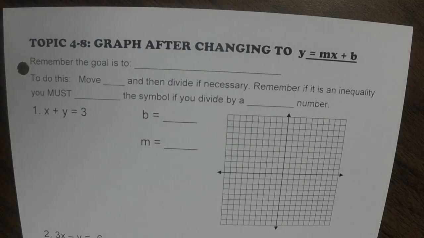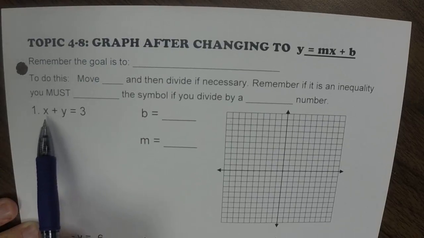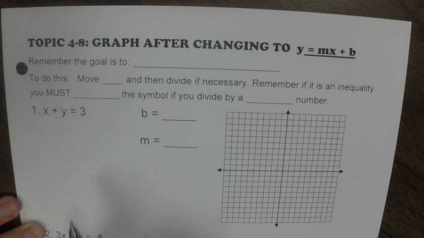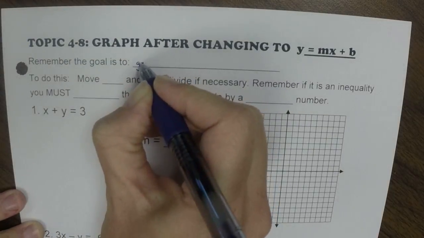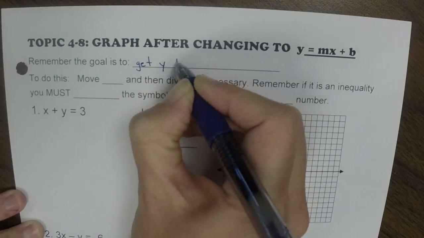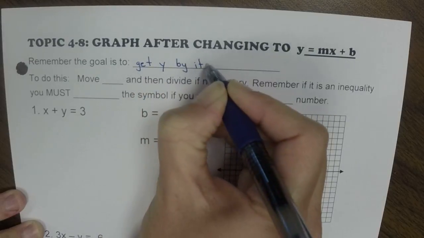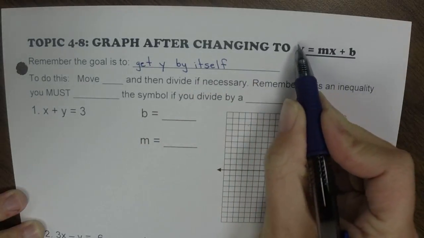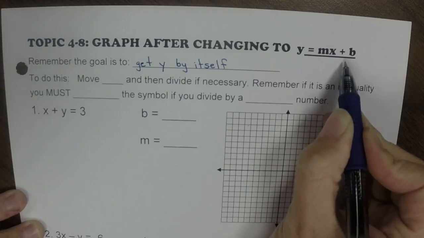Today we are going to be talking about how to graph after we change it into slope-intercept form. So if you look at number 1, notice that the equation is not calculator ready. So what we have to do is to get the y by itself. Because again, we're wanting to move this equation so that it's into this form so that we're comfortable graphing it, or so that it's ready to put in the calculator.